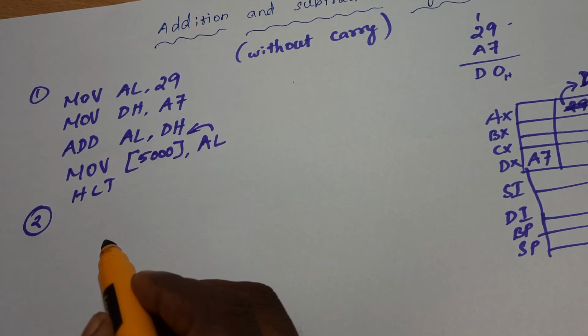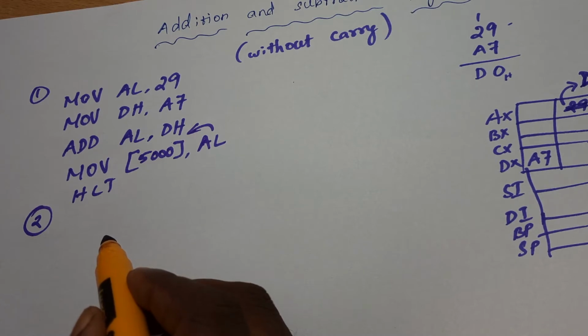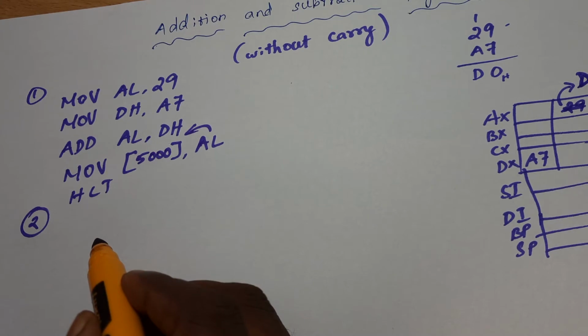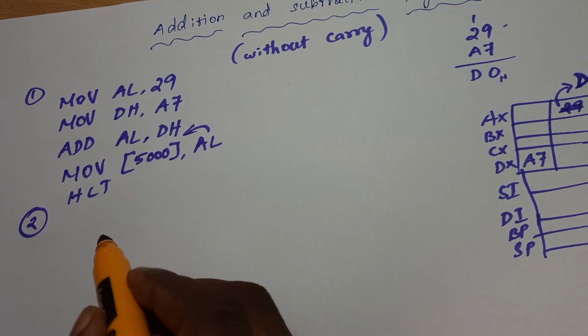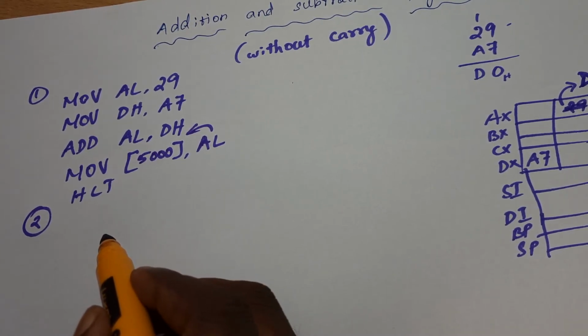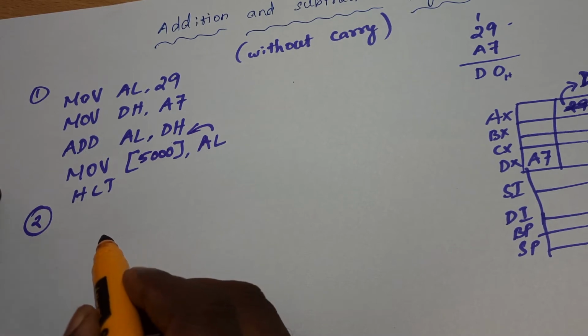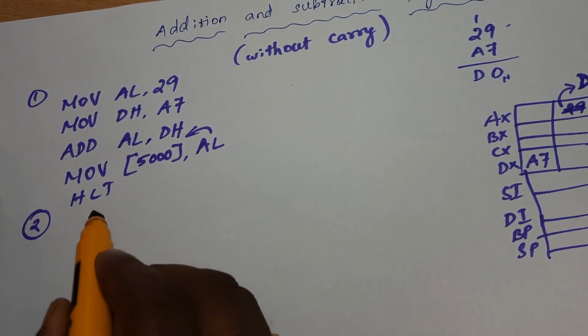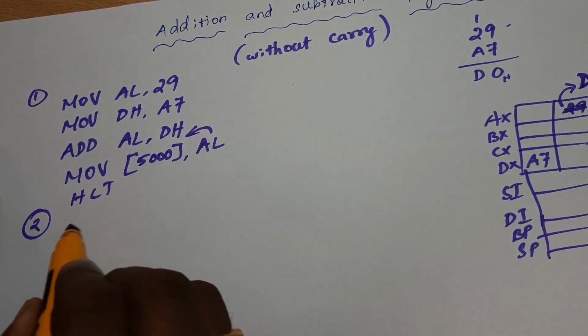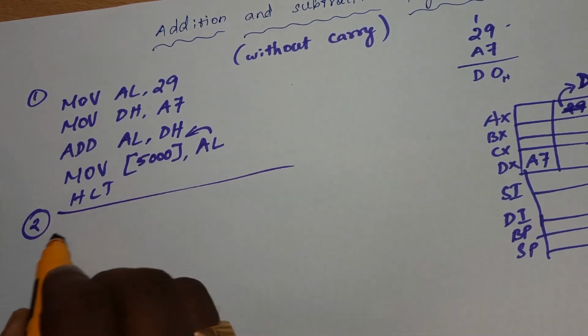So it is not advised to have your input in the instruction itself. It is better to have your input in the memory location, so that if you want to change your input, you can change it in the memory location instead of changing it in the program. So the second method I'm actually going to write like this. So this is method 1 and this is method 2.